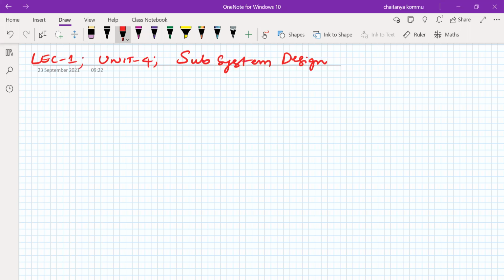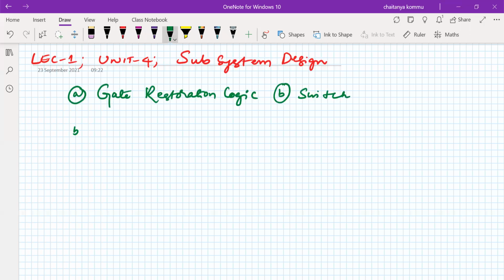By using the NAND gate, NOR gate, AND gate, OR gate, we have realized or implemented the circuits. But in our course, we are going to implement the circuits only by using transistors. So what are the things we need to talk about here? First, gate restoration logic. And the second one is switch logic.